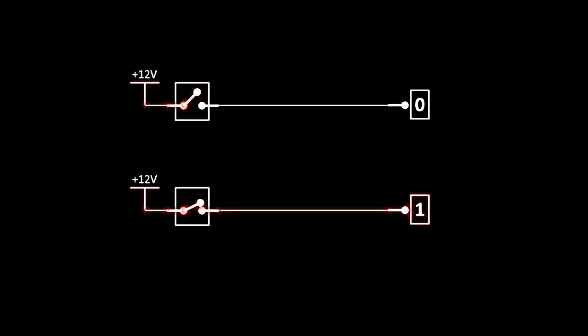So if you want to know what the logic level is at a specific point in your processor, you just either add a lamp to see if it turns on or not, or you put a voltmeter and check if it's 12 volts or not. If it is 12 volts, then it's 1. If it's not, then it's 0. And that's basically it for this video.